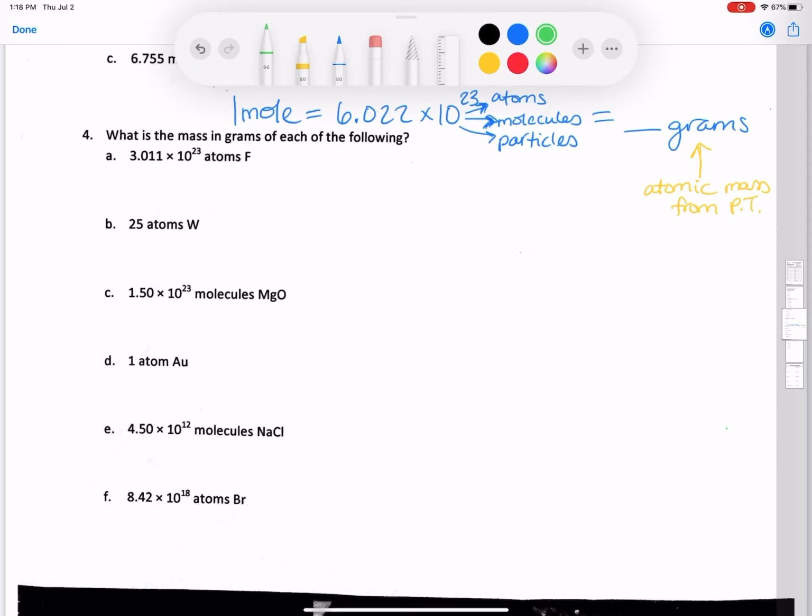From number 4, A, B, C, D, E, and F. And each one of these has different units to begin with. Your data is different units. You're either starting with atoms or you're starting with molecules. But your end result is to figure out what is the mass. And remember, mass will be in grams unless stated otherwise. What is the mass in grams of each of the following?